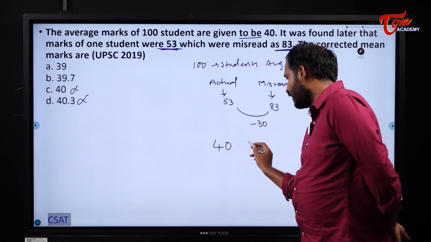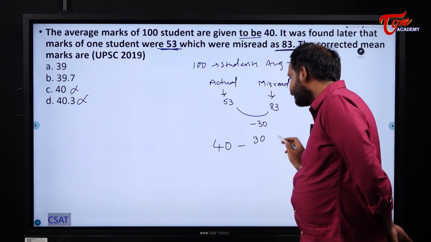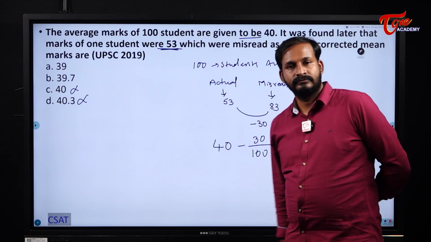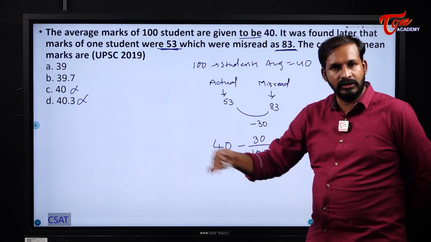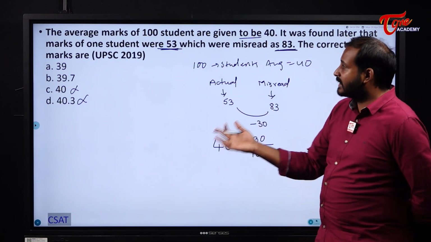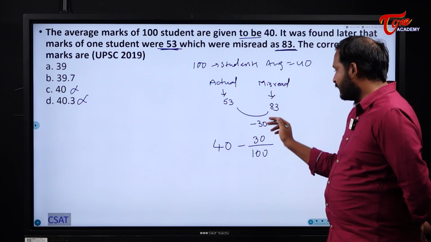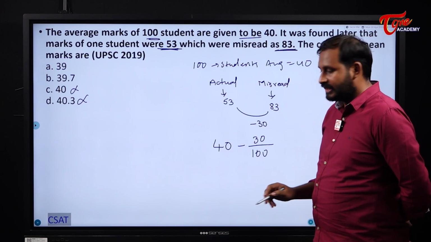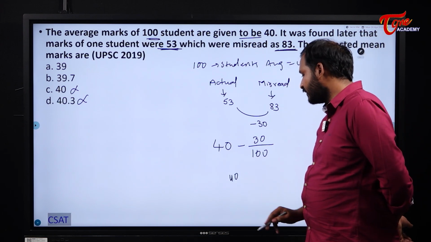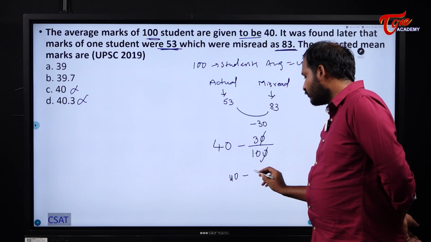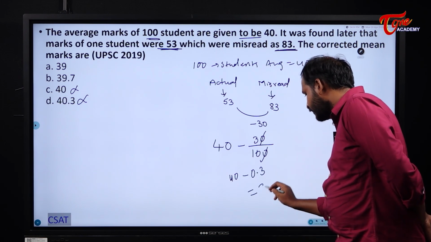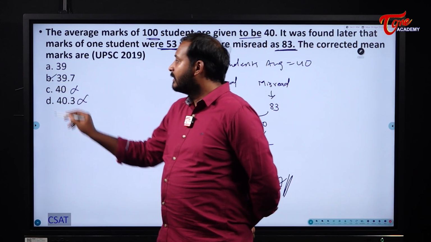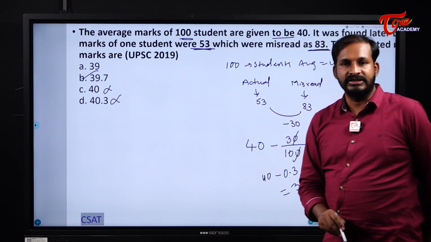So 40 minus 30 divided by the total number of students, 100, because it will impact the whole class average. So 40 minus 0.3. What will be our answer here? 39.7. 39.7 will be the correct average.